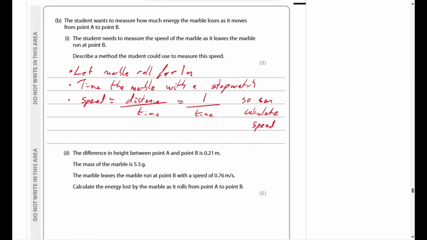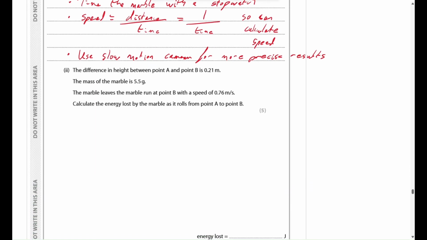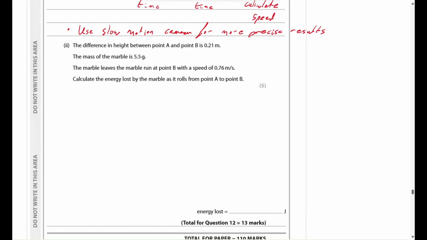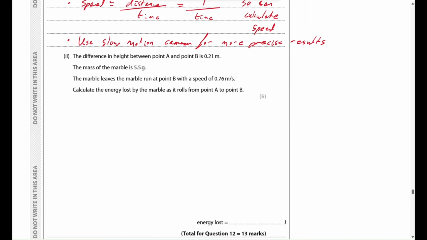Again, 3 marks. Make sure you say plenty of stuff. Try and say one thing for luck. Maybe talk about how you could use light gates, or perhaps a slow-mo camera. You've all got a phone probably with a slow-motion camera. Use a slow-motion camera so you can count frames. Might be a little bit better than timing it with human reaction time. So what would this do? This would give you a more precise result. If you're filming it at 120 frames per second, you get a really good gauge of what the time is, very precise.